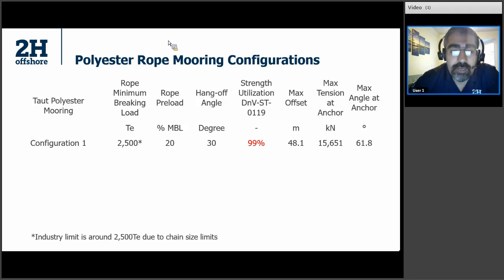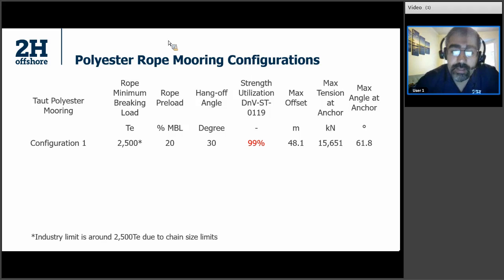So we pretty much started with the highest chain we can have. The 2,500 ton corresponds to about a 175 millimeter diameter chain with around 8 to 10 millimeter corrosion included. So we start with 2,500 ton polyester matching the chain, and we start with a nominal preload of 20% and hang-off angle 30 degrees, and utilization is 99%, which is higher than what we want.